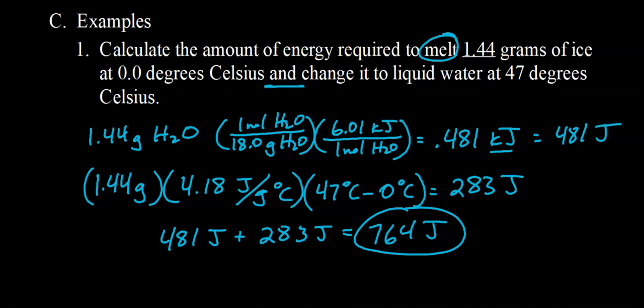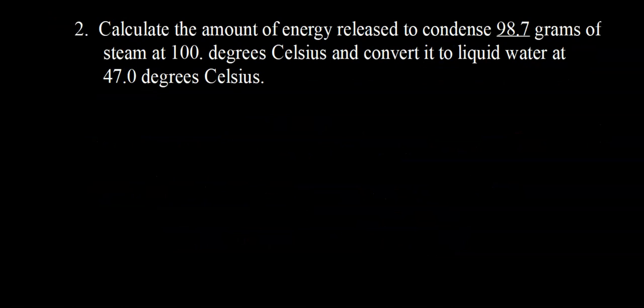All right, let's try another one. Number 2. Calculate the amount of energy released. So we got exothermic process. Condensing is exothermic. So change the wording. I think it says required to. Condensing is exothermic, so put release. Released to condense 98.7 grams of steam at 100 degrees Celsius, and then convert it to liquid water at 47.0 degrees Celsius. All right, go ahead and pause the video and see what you get.